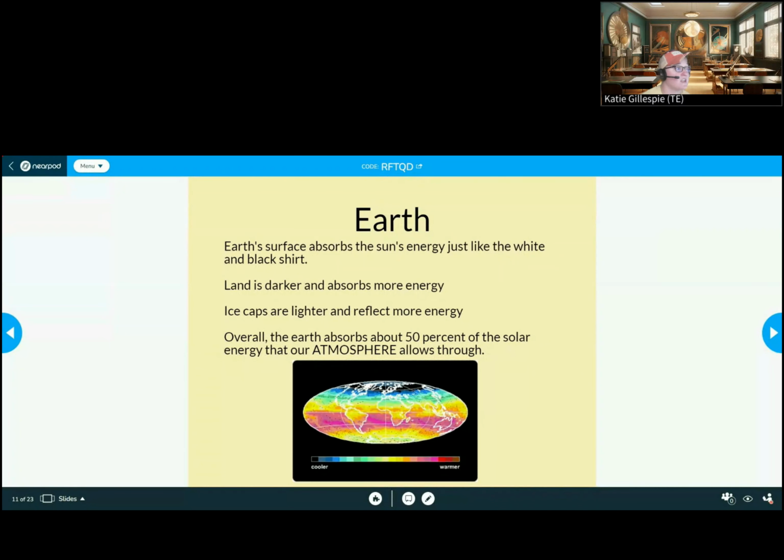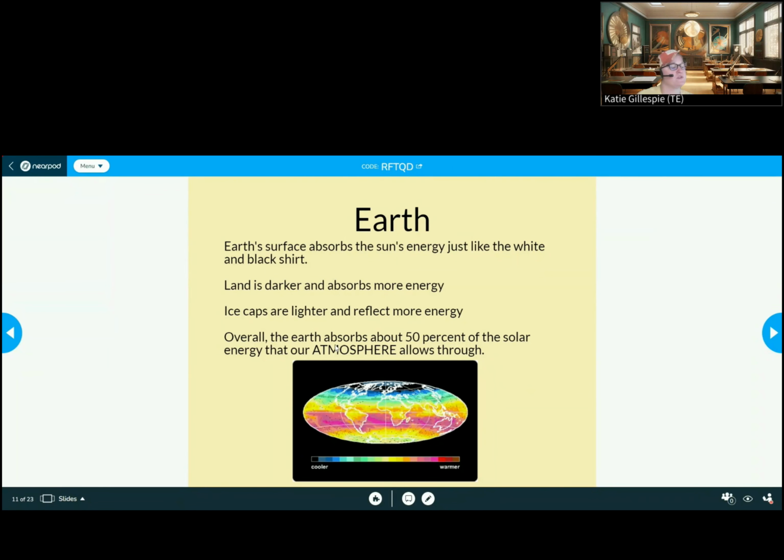Well, going back to what I was talking about earlier, Earth's surface absorbs the sun's energy just like that black shirt that we were talking about, right? So land is darker. Land is going to absorb most of the radiation, the heat coming from the sun. Ice caps are going to reflect radiation. Also, water is going to reflect a good amount. It's also going to absorb some, but it's going to also reflect a good amount of that radiation. Overall, Earth absorbs about 50% of the solar energy that our atmosphere allows through.